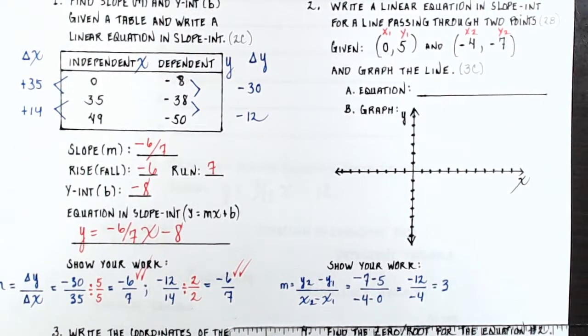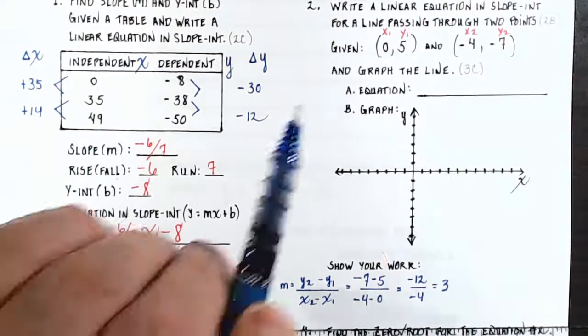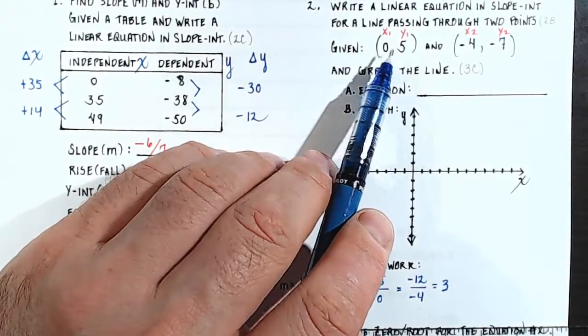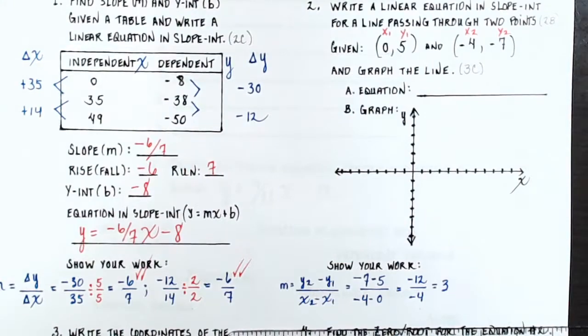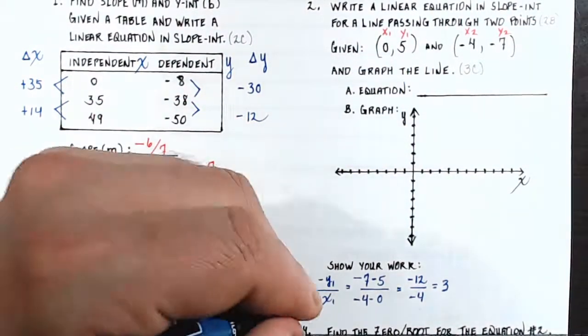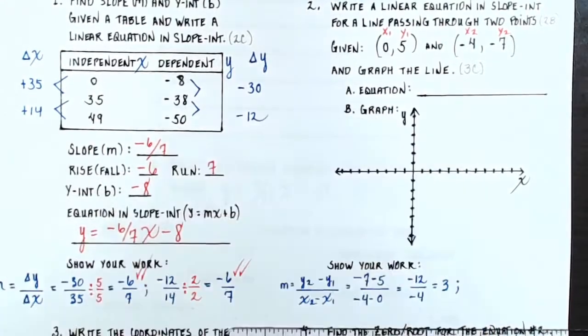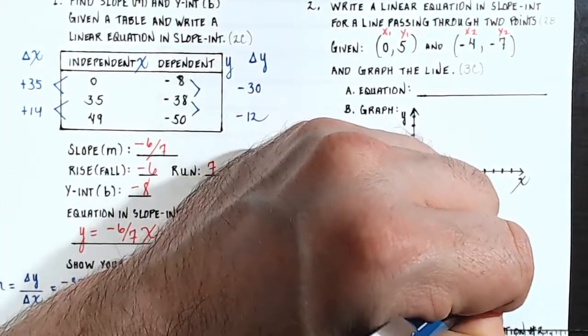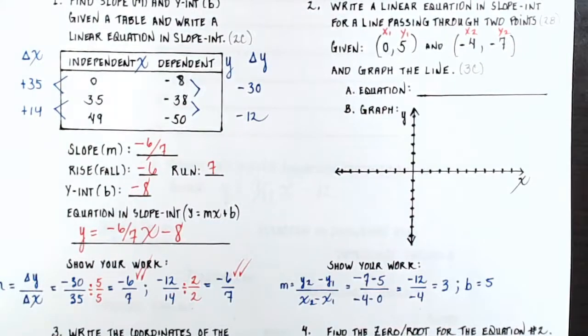What else do we know about the line? Well, if we look carefully here, we see that (0, 5), that's the y-intercept because x is 0. So the y-intercept has to be 5. So I can also make this note. B equals positive 5. So now I know the slope m, which is 3, and the y-intercept, which is 5, so I have everything I need to write my equation.